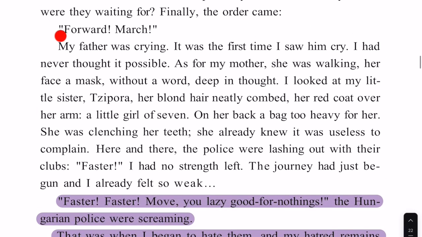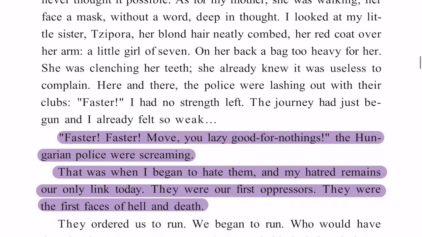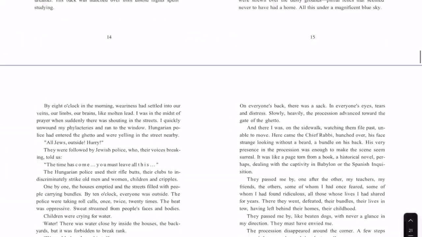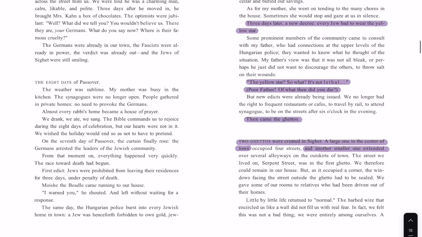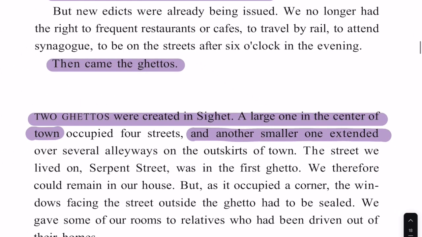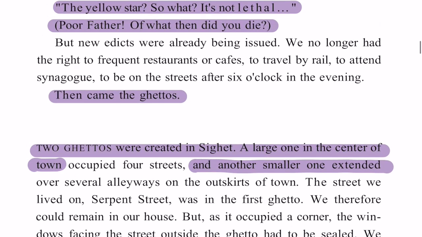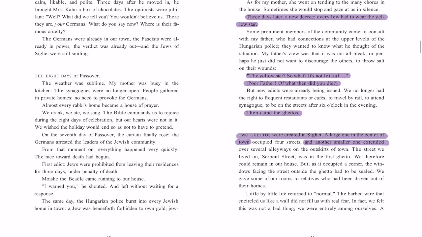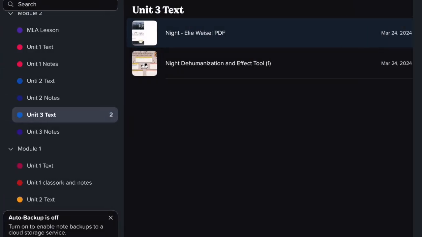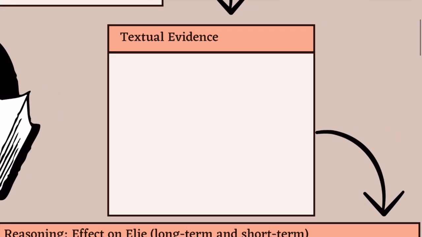You see them saying here, "Forward, march." My father is crying. They're moving them out of the ghetto. They're getting ready to go into the train. So back here on page 11, we see the beginning of the physical separation. And then on page 19, we have evidence of the ultimate effect that all of this has on Eli. So I think I would use what we see here on page 11 as our piece of textual evidence for this first body paragraph, right?